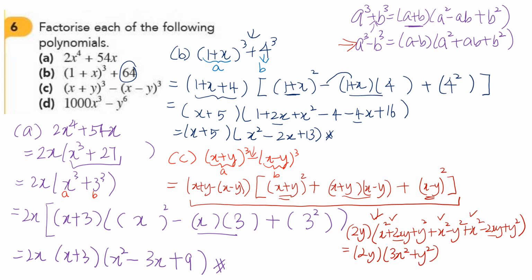Oh, I hope I get the answer. Let me check the answer. So one thing about doing math is that you can know instantly whether your answer is correct or wrong by checking the answer behind the book. 2y bracket 3x squared plus y squared. Yes, our answer is correct.